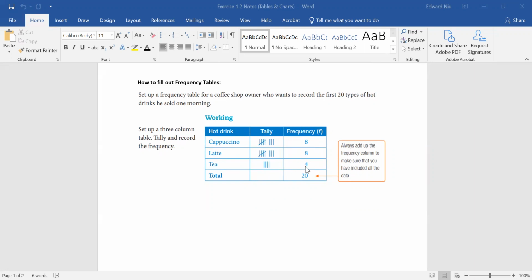From here, we can also work out our frequency percentage simply by taking the frequency number and dividing it by the total. Once we get that decimal answer, we would times that by 100 to get our frequency percentage, if it asked us to.